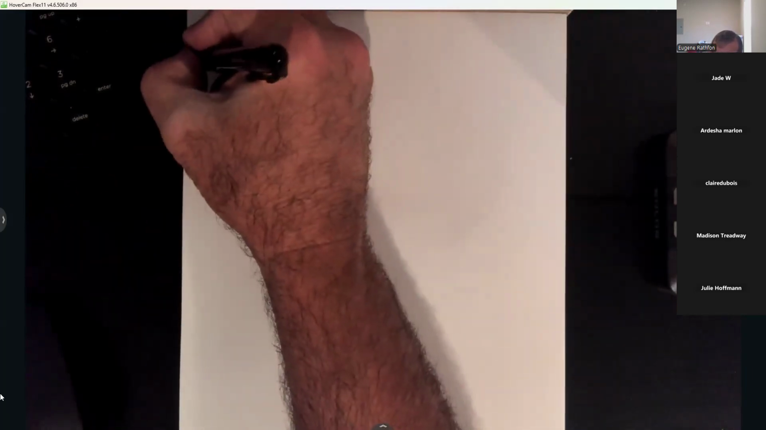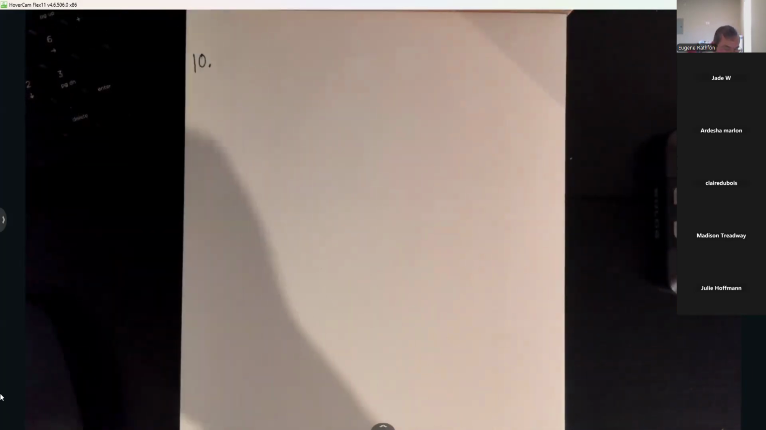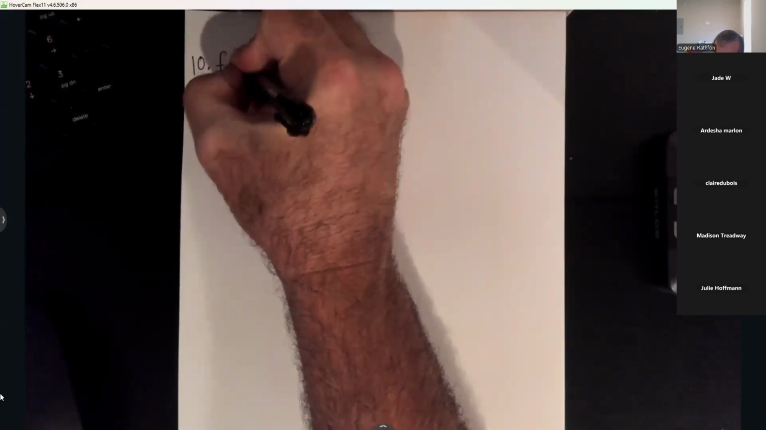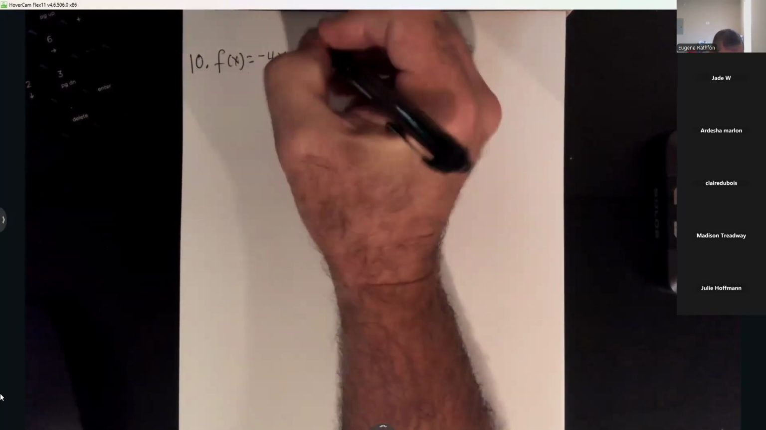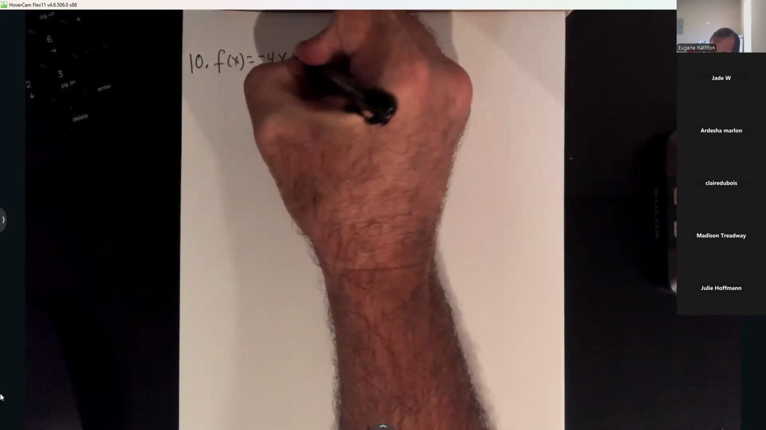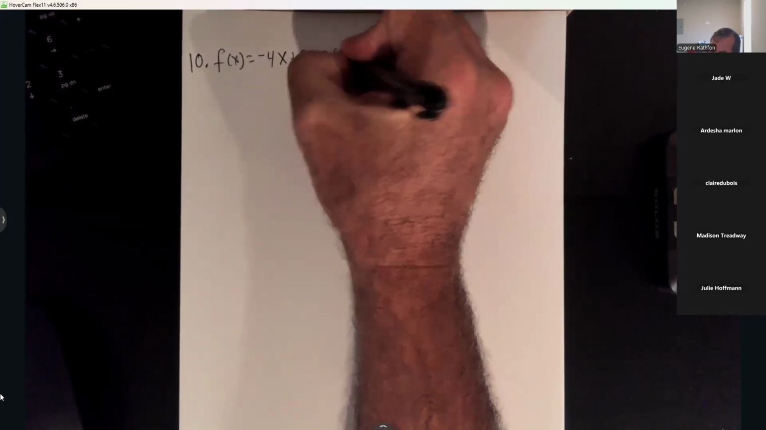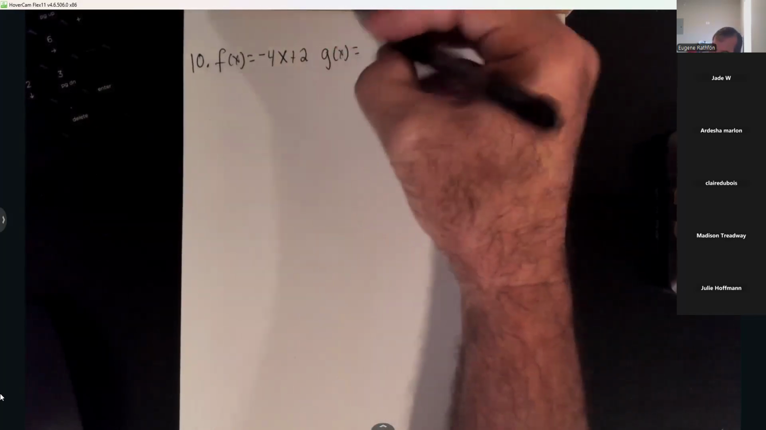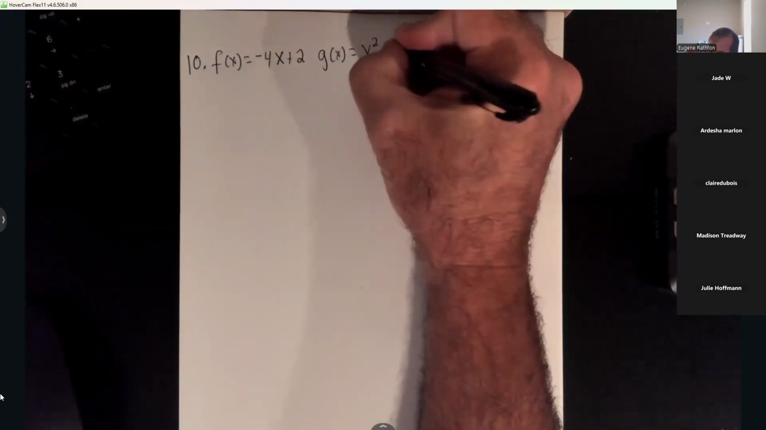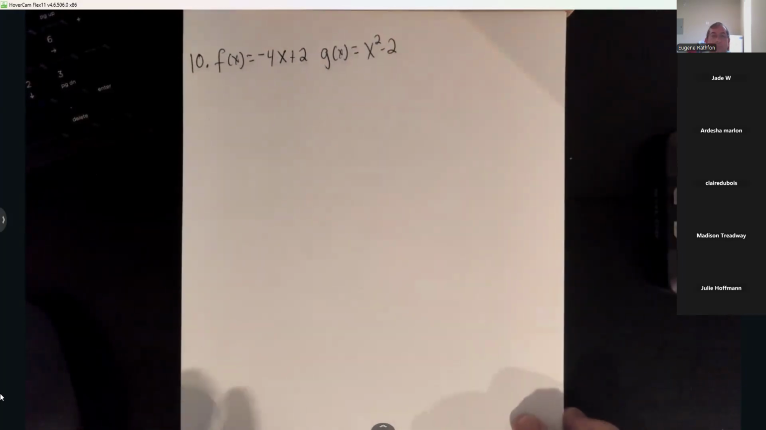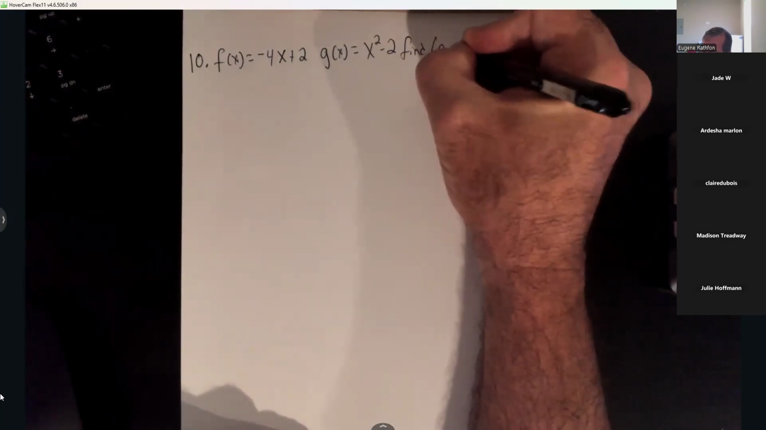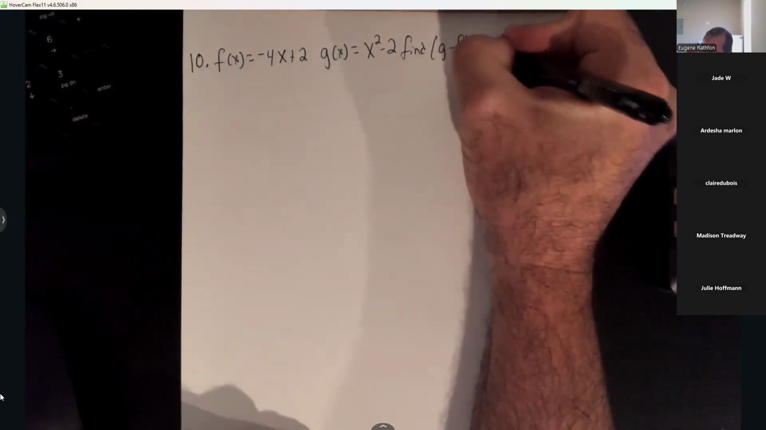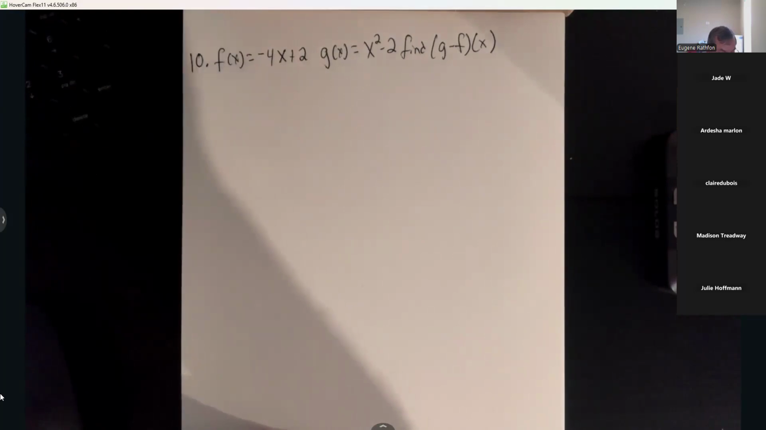All right, y'all. So this will be like number 10. And it's another subtraction I wanted to play with. So this one, they're going to let f of x equal negative 4x plus 2. G of x is going to equal x squared minus 2. But y'all watch this one. They want us to find g minus f of x.